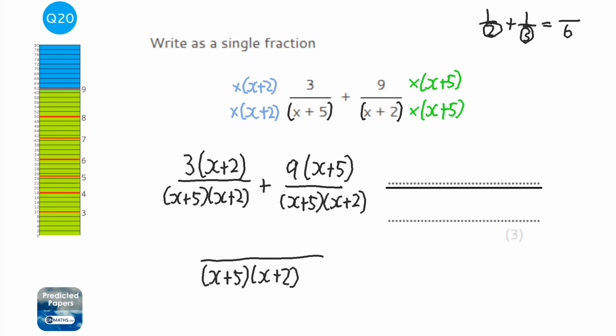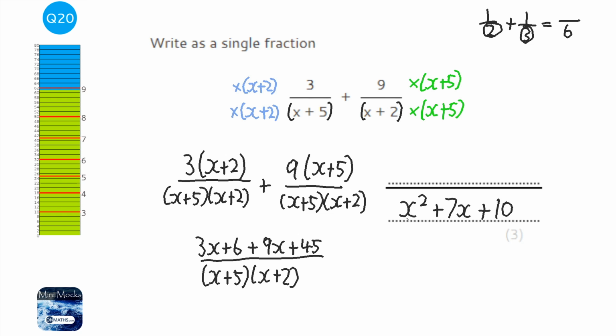Now I'm going to expand the brackets at the top, so 3x plus 6 plus 9x plus 45. Okay, now I need to collect the like terms at the top, and I'm just going to put this into my answer box. Now it might need it expanded, so I'm going to expand the bottom as well. So the bottom will be x squared plus 7x plus 10.